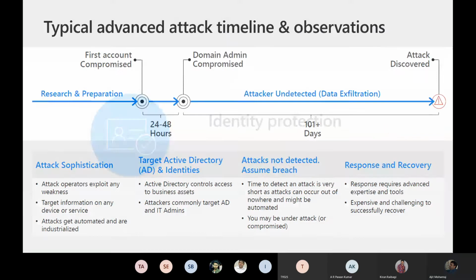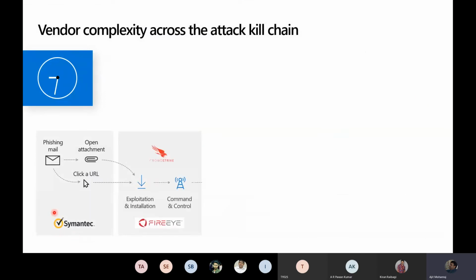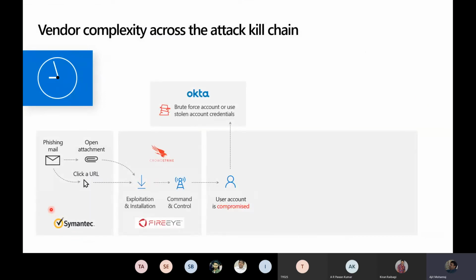And the last part is identity protection. Again, I'm in the whole Azure AD piece. We've seen this typical attack, an advanced persistent threat attack, where somebody does a little research on you, then targets your first account. Within 24 to 48 hours, they've already compromised the domain. Then they lie like a sleeper very quietly for any number of days, and they exfiltrate the data out until they get discovered. So what do we typically do? We have multiple solutions. If anybody sees this threat chain, this is really that advanced persistent threat chain. That fellow sends you a mail.